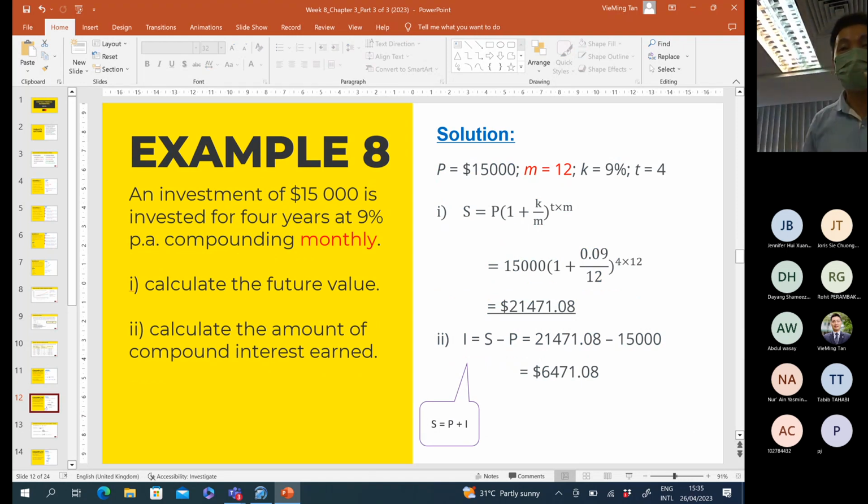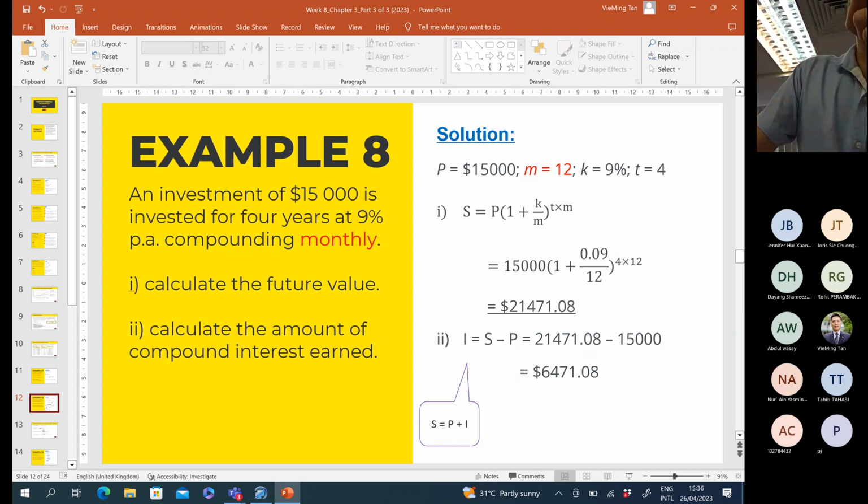Okay, let's try this example. Example 8 is to test understanding on how you apply the formula of S, the future value. So this question is an investment of 15,000 is invested for 4 years. So we know that P is equal to 15,000, and T is 4.